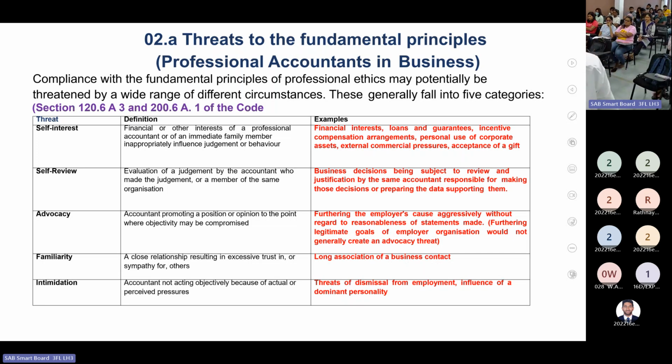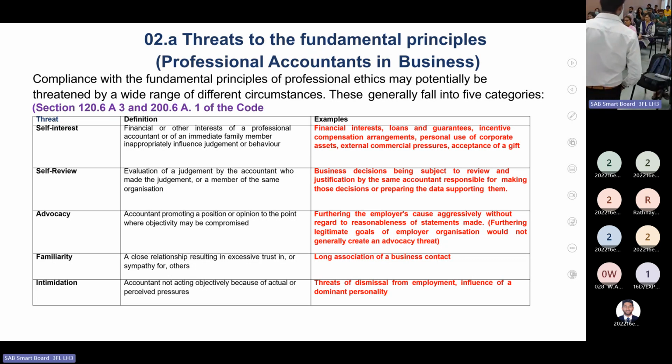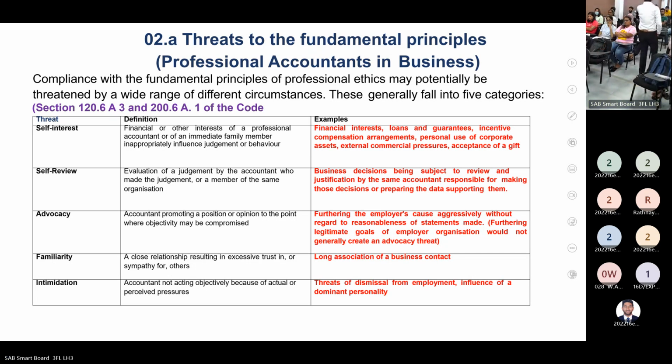So that is the self-interest threat. Self-review threat. So what do you mean by self-review threat? Self-review. What do you mean by self-review? Reviewing the work done by myself.